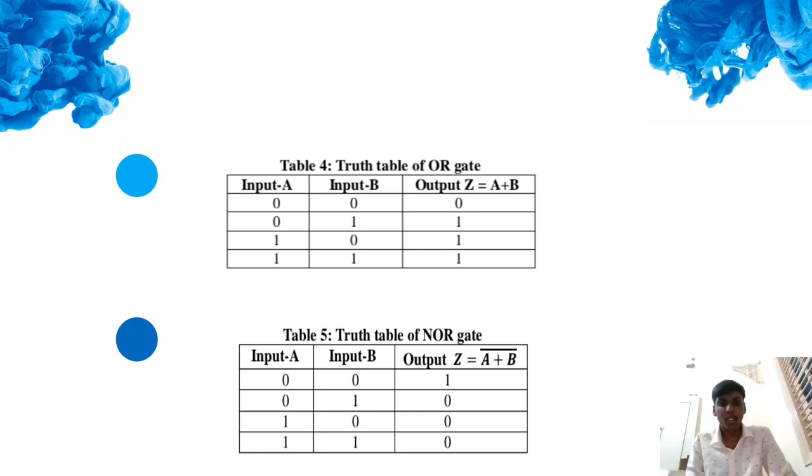Truth table for the OR gate and NOR gate. For the OR gate, if both inputs are 0, then the output Z equals 0. If one input is 1, then the output of the OR gate is always 1. Truth table of the NOR gate. If both inputs A and B are 0, then the output is 1. If any one input is 1, then the output is 0.